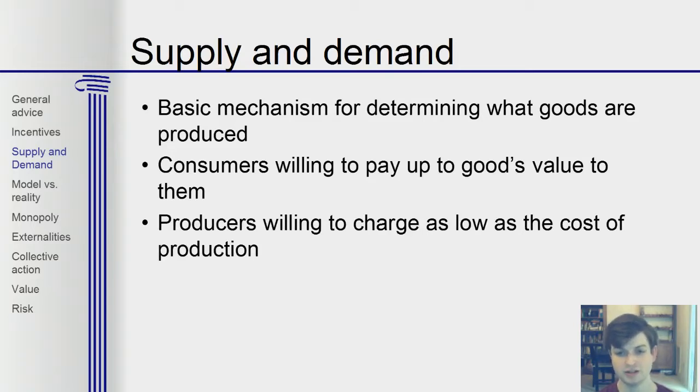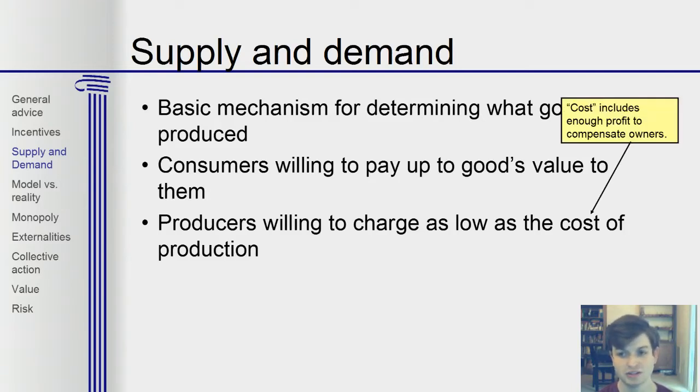Producers, on the other hand, are willing to charge a price that is as low as the cost of production, but not lower, right? They want to break even. Now, I should say, when we talk about the cost of production here, we mean cost the way economists mean it, which means that we include the profit that we sort of expect a business to get.